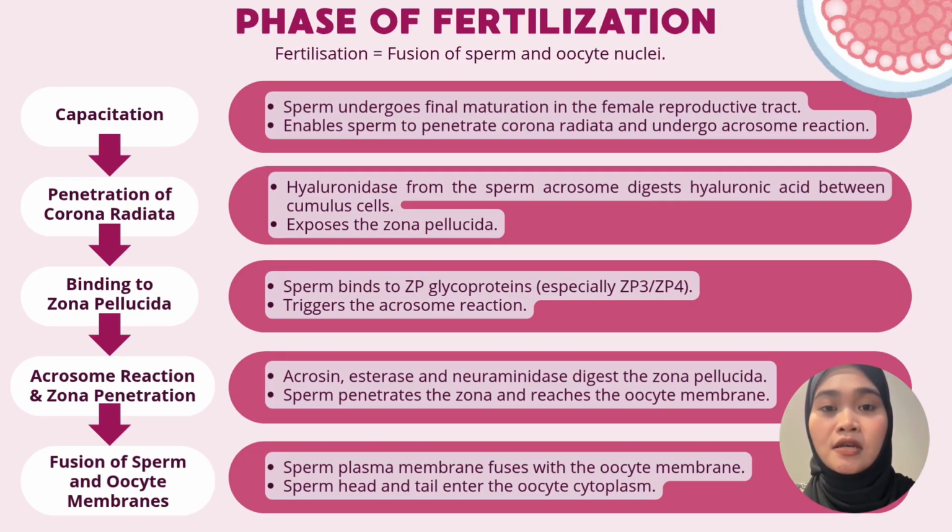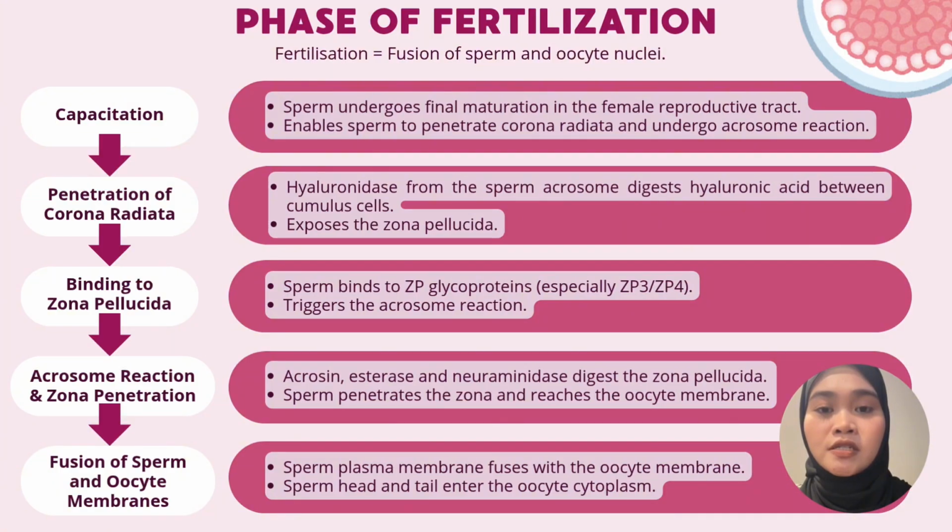Enzymes such as hyaluronidase released from the sperm acrosome break down the hyaluronic acid between the cumulus cells. This exposes the zona pellucida. This is the protective glycoprotein layer surrounding the oocyte. After that, the sperm binds to the zona pellucida, particularly to the ZP3 and ZP4 glycoproteins. This binding triggers the acrosome reaction.